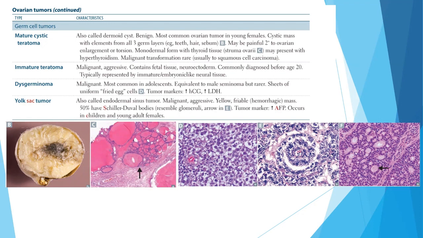It shows a sheet of cells with a fried egg appearance. So you can see the fried egg appearance. This is one egg, this is another egg, this is another egg. So this is just a sheet of fried egg tumor.